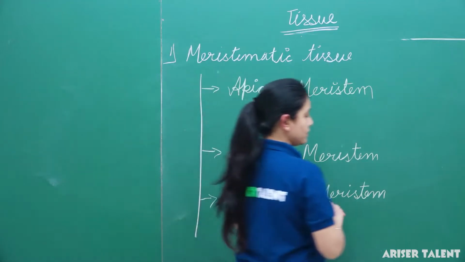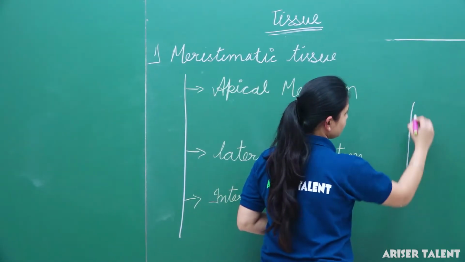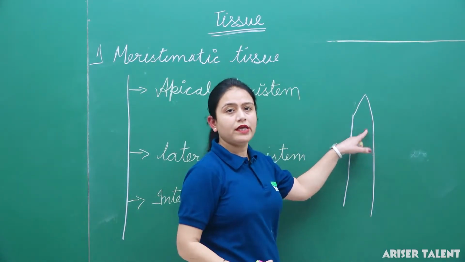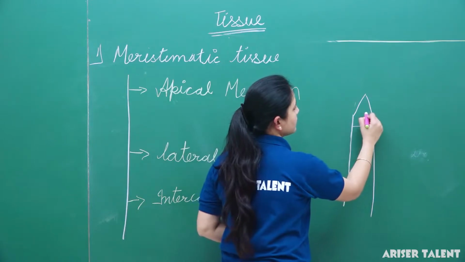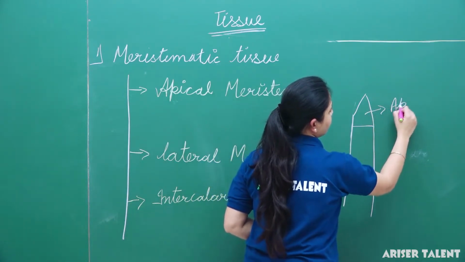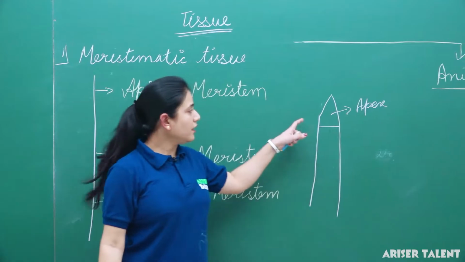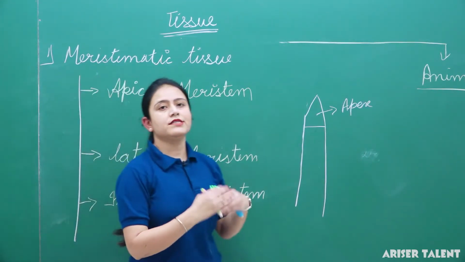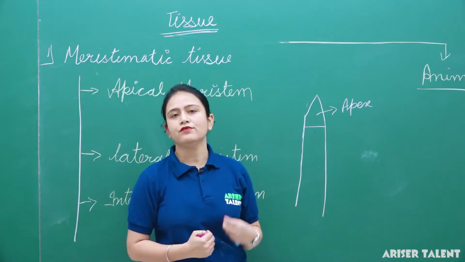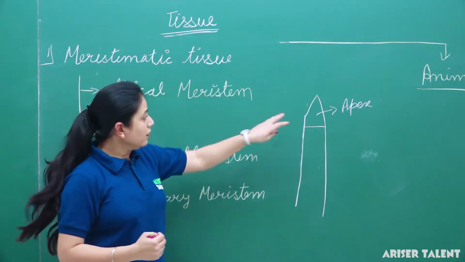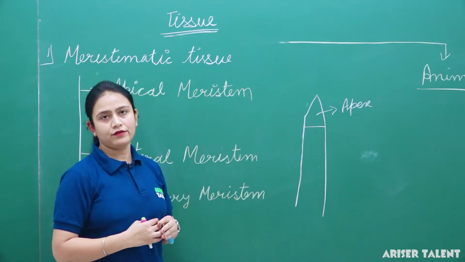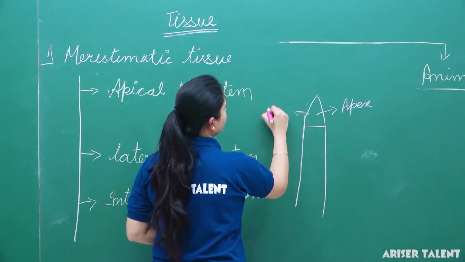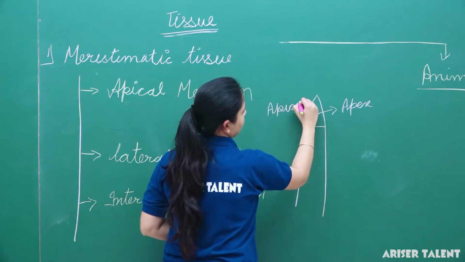Apical meristem. Suppose this is the structure of a plant part. This apical meristem is found in the tip or the apex. What is the function of apical meristem? It divides the cells continuously, and this is responsible for the growth. It increases the length or height of the plant part. So this is the apex, and this part is called apical meristem.